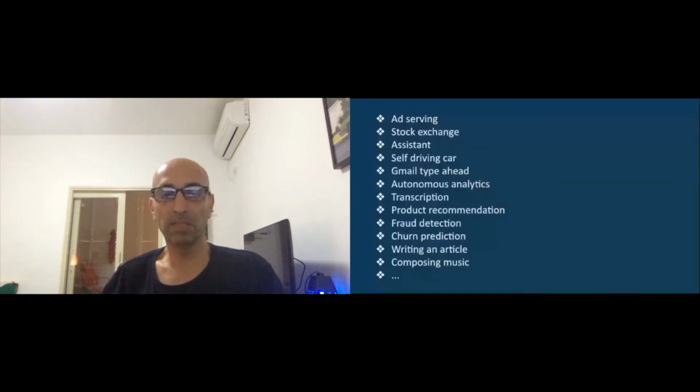And if we look at the different products that use machine learning today, it's becoming more and more pervasive throughout various industries. So it started with a lot of ad serving and bidding, stock exchange and assistance, and now moving to self-driving cars and typing emails, autonomous analytics, transcription, product recommendation, fraud detection, churn prediction, writing an article, composing music, fake videos of actors that are not them really. So it's really going more and more deeply into all industries and becoming commonplace in a lot of products.